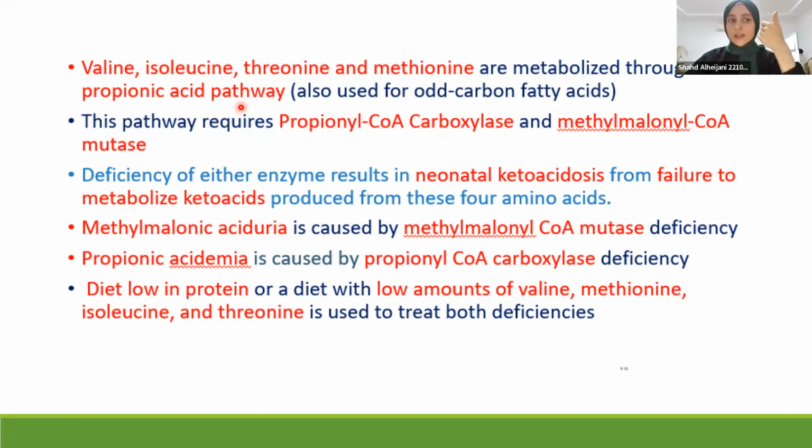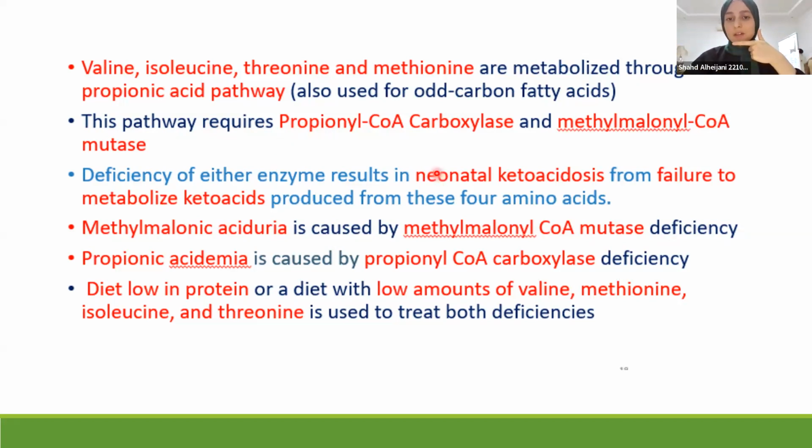Now this pathway, as I just mentioned, has valine, isoleucine, threonine, and methionine, but also odd carbon fatty acids require this pathway. When we break down fatty acids, we break them into pieces of 2 carbons, but if it's odd chain, we'll end up with a piece with 3 carbons. This one with 3 carbons is called propionic acid, hence it converges into the same pathway. Now this pathway requires 2 main enzymes, propionyl-CoA carboxylase and methylmalonyl-CoA mutase.